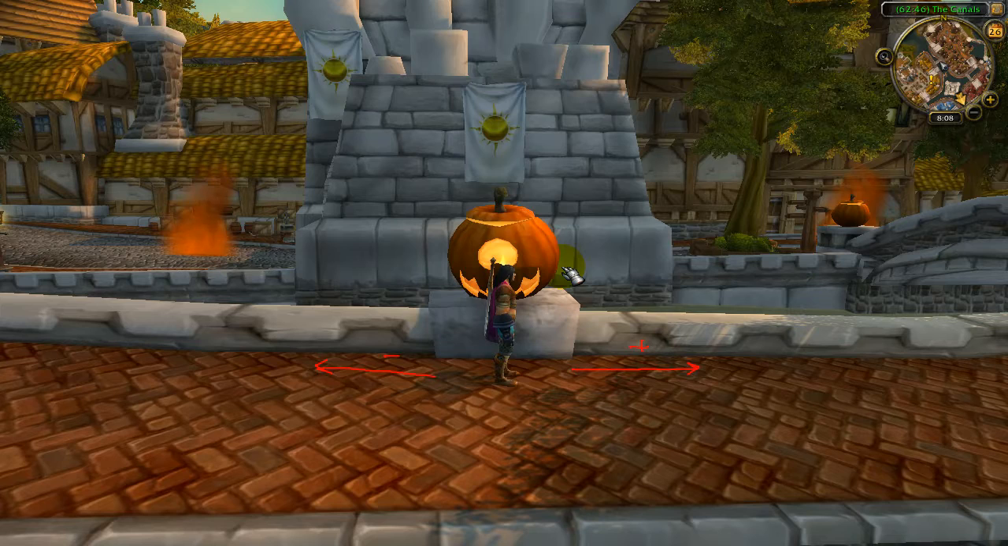Okay, so I'm standing next to the big pumpkin, and because it's Halloween week in World of Warcraft, they have all these pumpkins, which is great because now we can use it as a tool. So I'm going to define walking forwards, towards the right, as the positive direction, and if I walk towards the left, it's the negative direction.